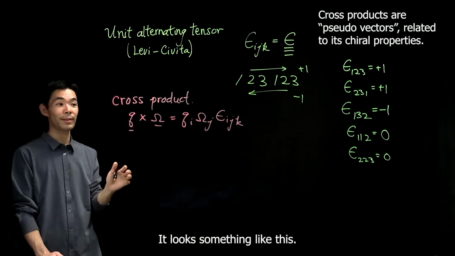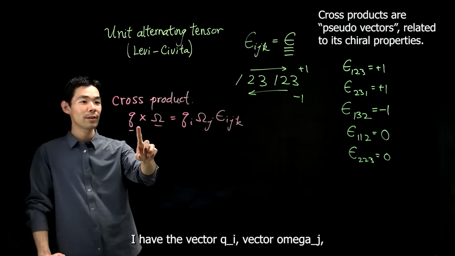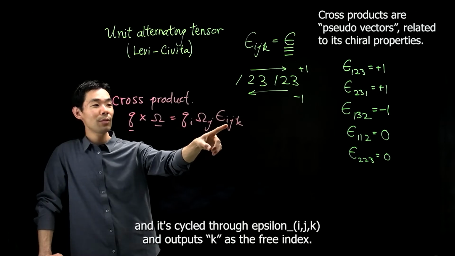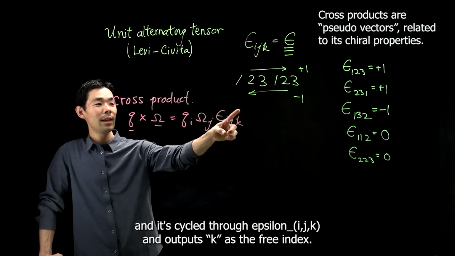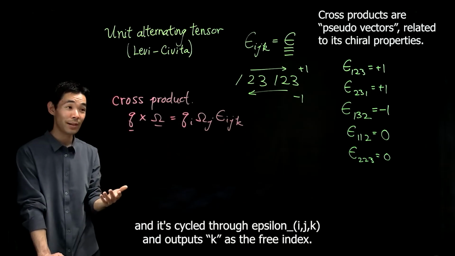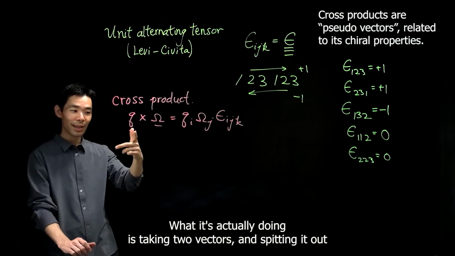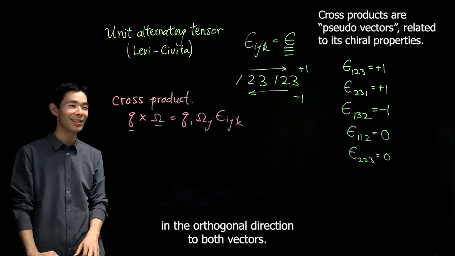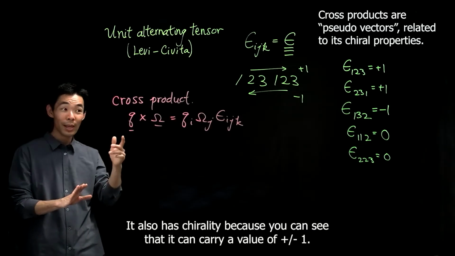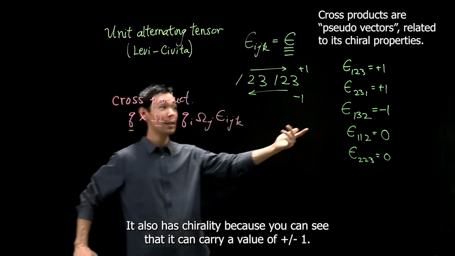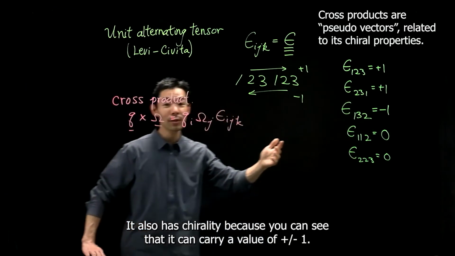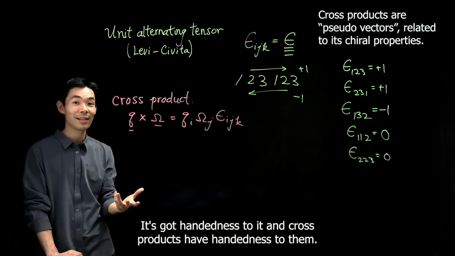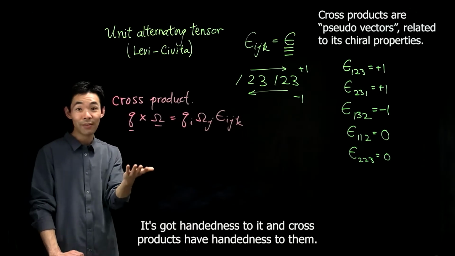It looks something like this. So I have the vector q_i, vector omega_j, that gets cycled through epsilon_ijk, and out comes k as the free index. So what it's actually doing is taking two vectors and spitting out a vector in the orthogonal direction to both vectors. So it also has chirality because you can see that it can carry a value of plus or -1. So it matters whether you're going in the positive or negative direction. It's got handedness to it. Okay? And the cross product does have handedness to it.